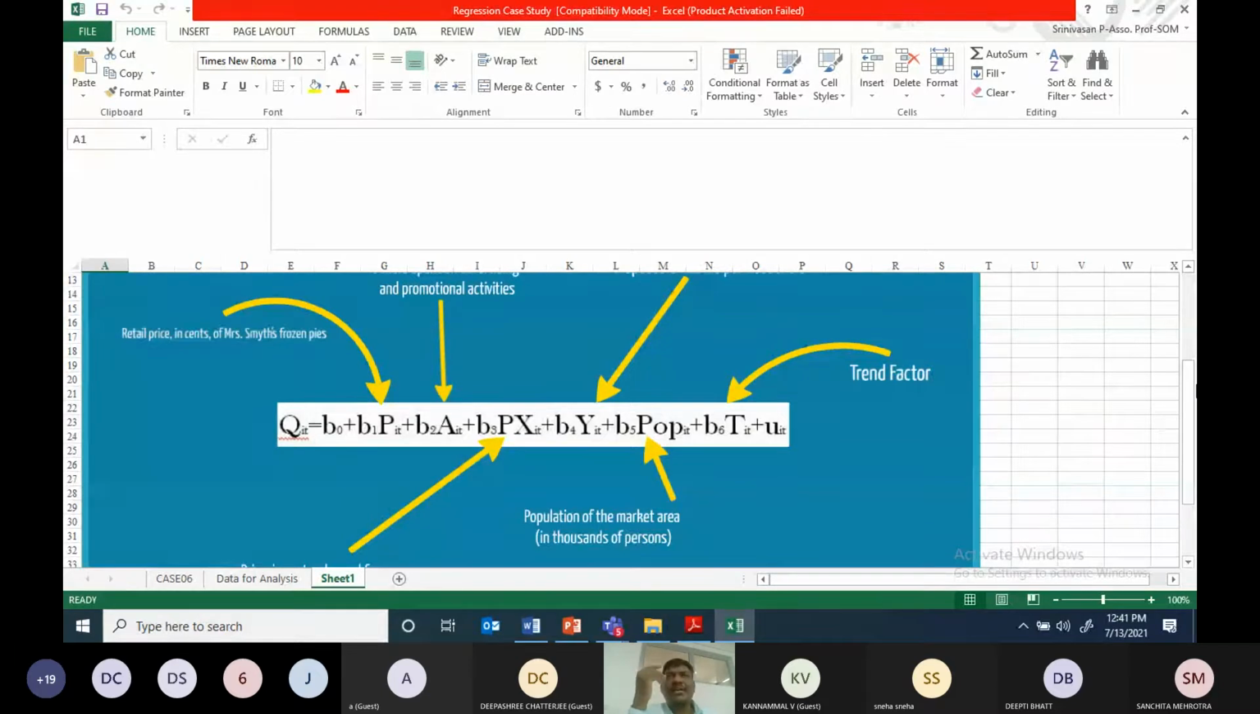So why I'd like to say, not only this, when you go for regression analysis, the units of measurement are very, very important, because you are going to write the interpretation for each and every coefficient. Okay, fine.